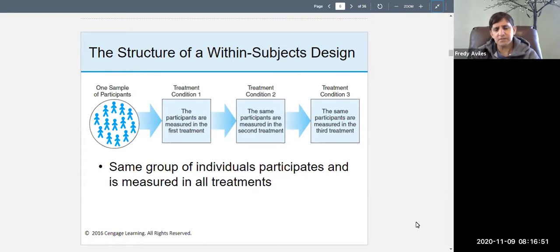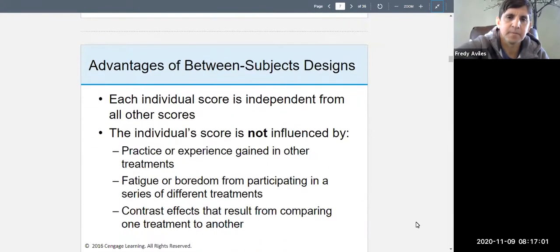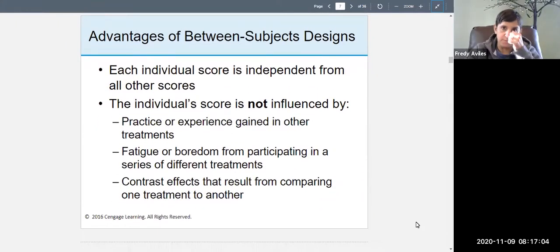I know that might sound odd to some of you because you're used to thinking of experiments in the other way, but it is a valid way to do an experiment. Okay, but we'll talk about those a bit later. But right now I'm just describing the difference.